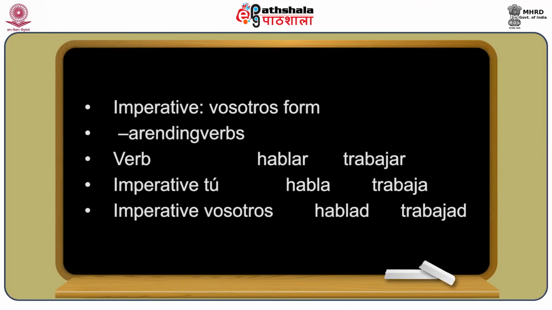So as you know, the tú imperative is formed by using the third person singular of the AR, ER and IR ending verbs, but the vosotros form is not formed by taking the third person plural form, so be careful. It is very easy and it is formed in the following way. For example, the verb hablar, so the tú form was habla, and the imperative in vosotros form will be that we remove the R from the verb and add D, so it becomes hablad. Same way, trabajar becomes trabajad.